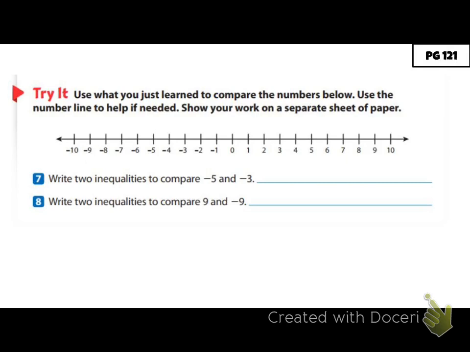So let's try it. Write two inequalities to compare -5 and -3. And number 8, write two inequalities to compare 9 and -9. Take a moment, pause the video, and then work them out. Okay, so number 7, it would be -5 is less than -3 because it's further to the left, or -3 is greater than -5. For number 8, we would have 9 is greater than -9, or -9 is less than 9 because -9 is to the left of 9.